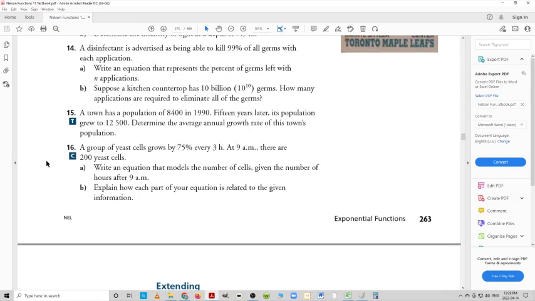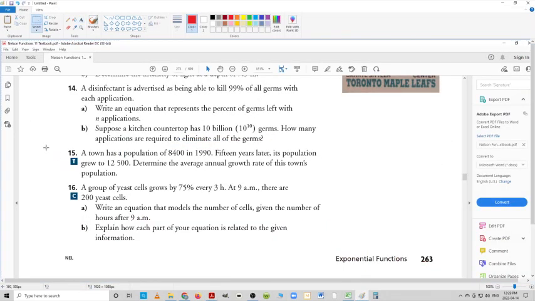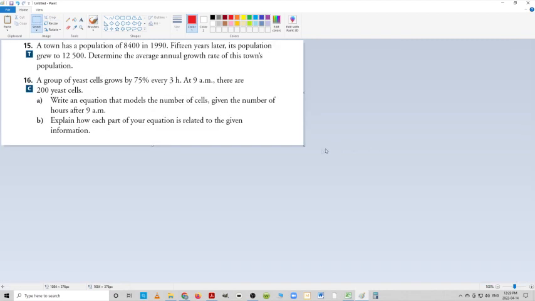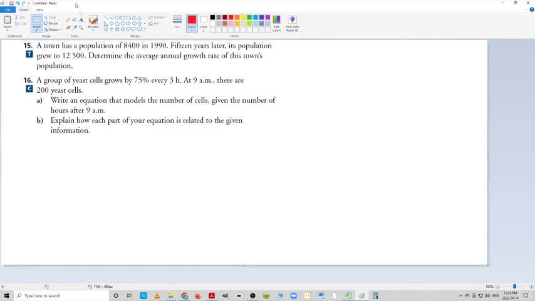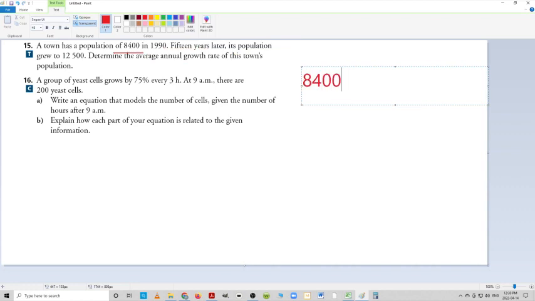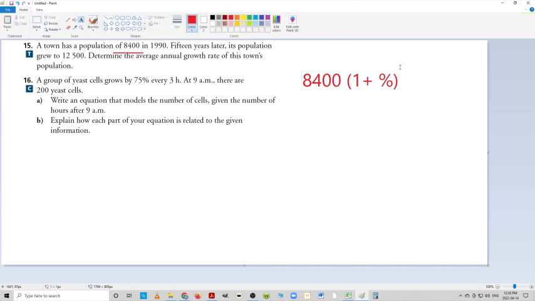And 15 and 16, there's a lot of questions in this chapter, and they're all pretty much the same. So we got a town whose population goes up, looks like. 15 years later, its population grew to 12,500. Determine the average. So they want to know the percentage. So this is an interesting thing. What was the initial population? 8,400. And it's going to be multiplying by some percentage. That's 1 plus some percentage. And it's going to go to the power of t.